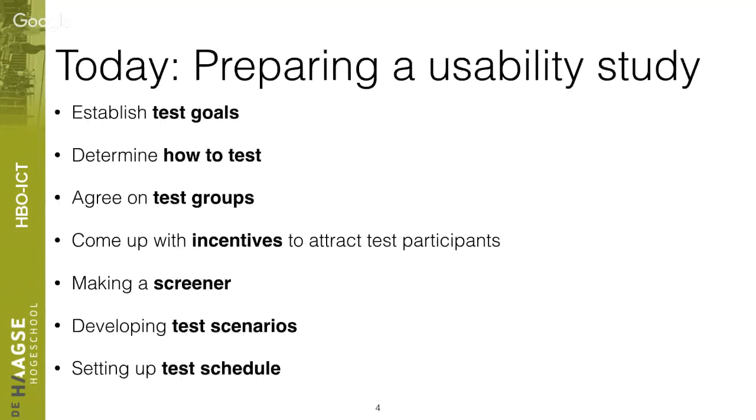What are we going to talk about today? We are going to go through this list step by step. Establishing your test goals, so determining what exactly you want to test in your experiment soon. Once you know what you want to test, you have to figure out how you're going to test it. And when you know how you're going to do the test, you need to determine who your test groups are. In your case, it will be students, because this is the people that are available for you.